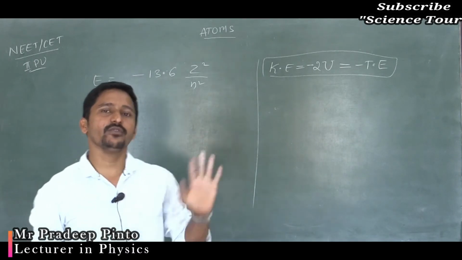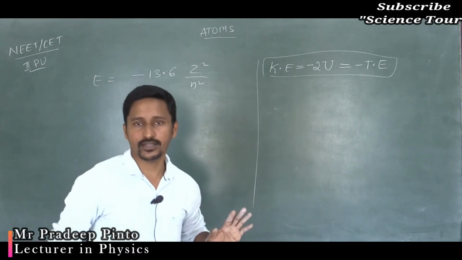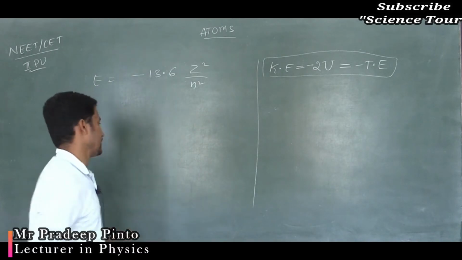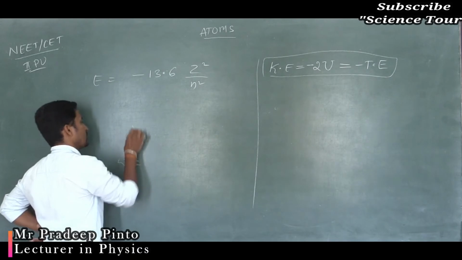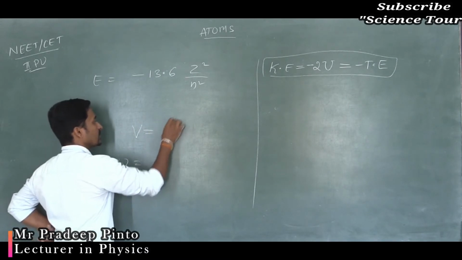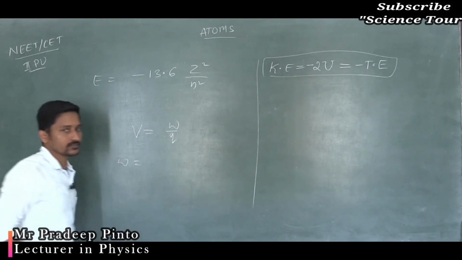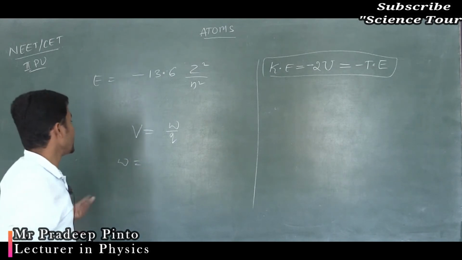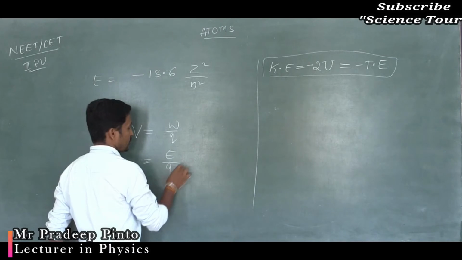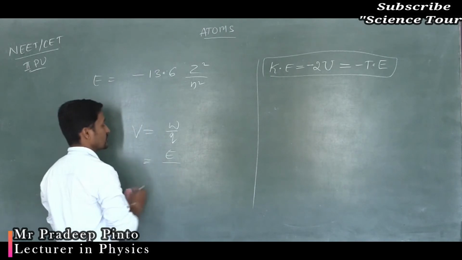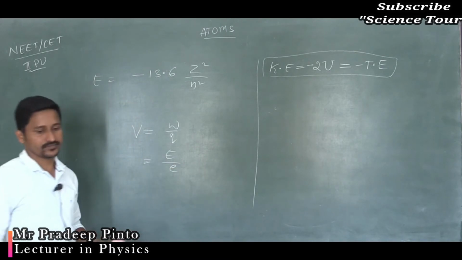Potential energy, everything, its expression comes from work done. Potential is nothing but work done per unit charge. Work done means energy, so it is energy divided by unit charge. What is the charge? The charge of an electron is not Q, it is e, isn't it?